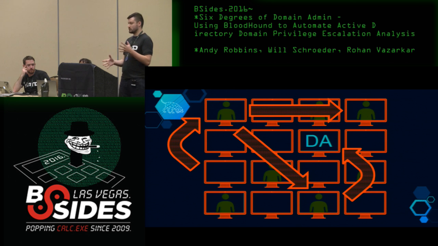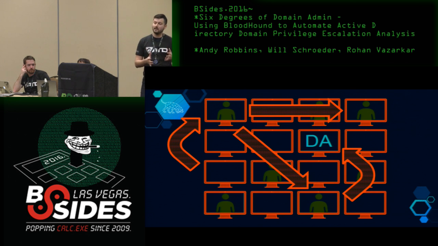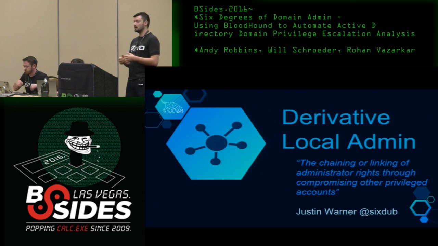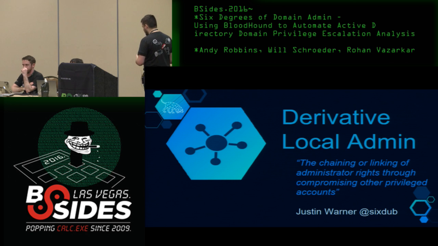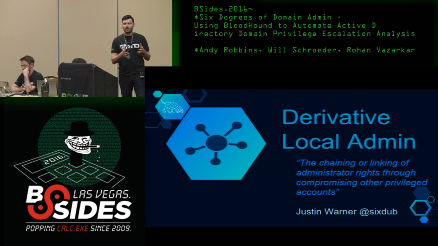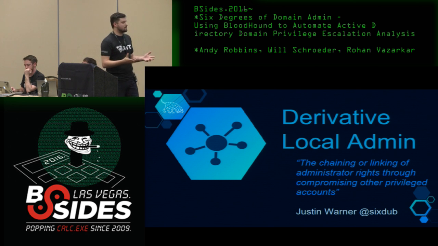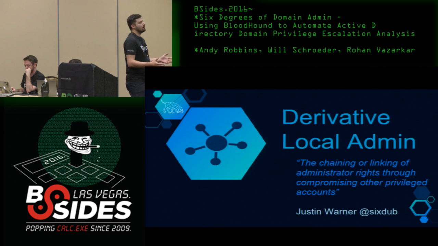So this credential shuffle, or what Microsoft refers to as an identity snowball attack, by a show of hands, who has executed an attack path like this? Most of you. Awesome. Sweet. I'm glad you're here. So this concept we refer to as derivative local admin. Our coworker, Justin Warner, termed this phrase after seeing this pattern on our assessments over and over and over. The way that Justin describes this is the chaining or linking of administrator rights through compromising other privileged accounts. Makes sense. Good definition.